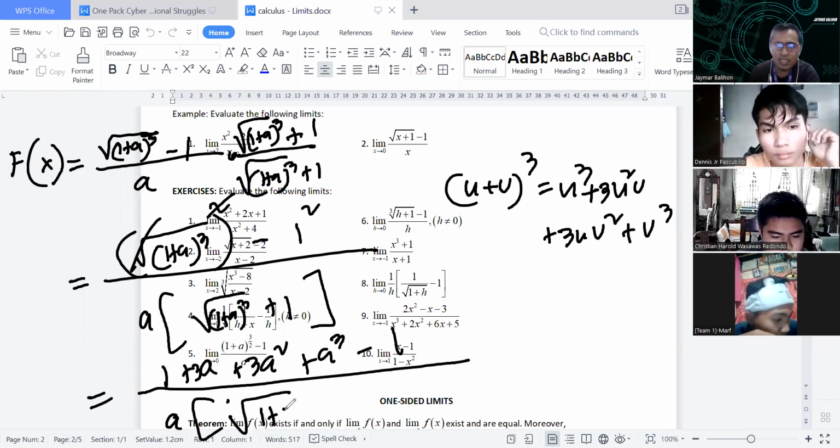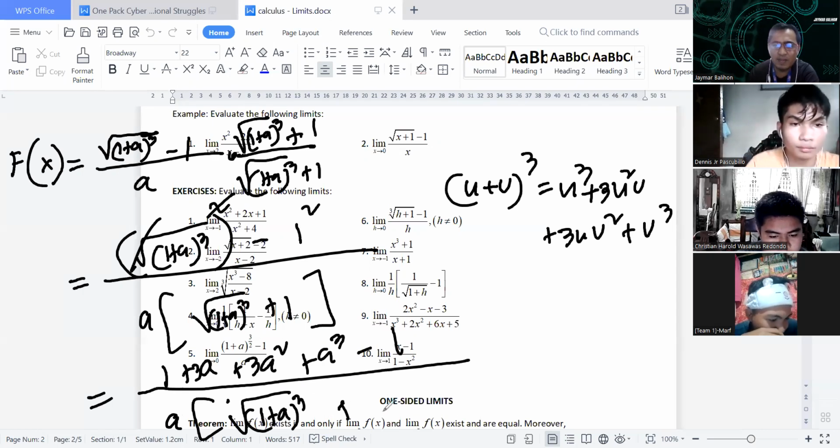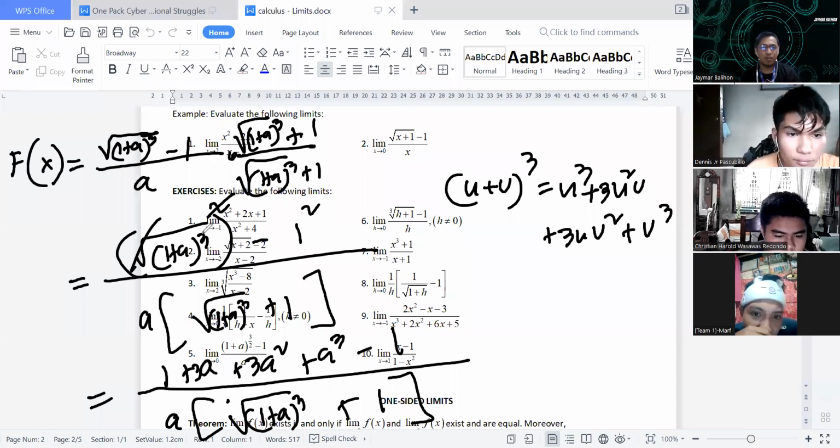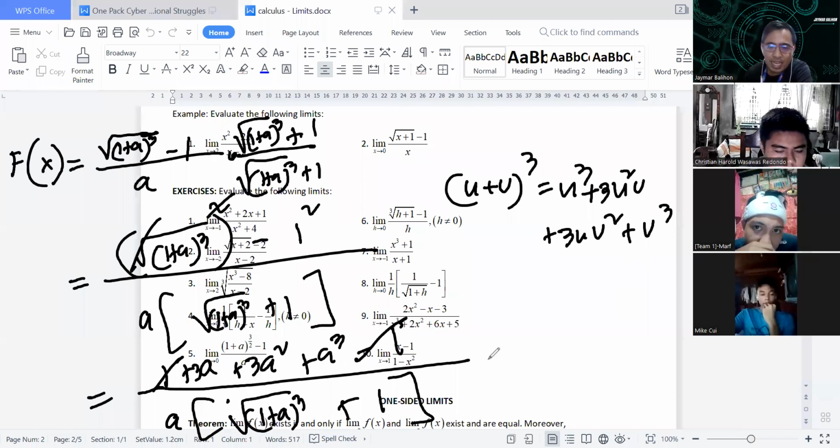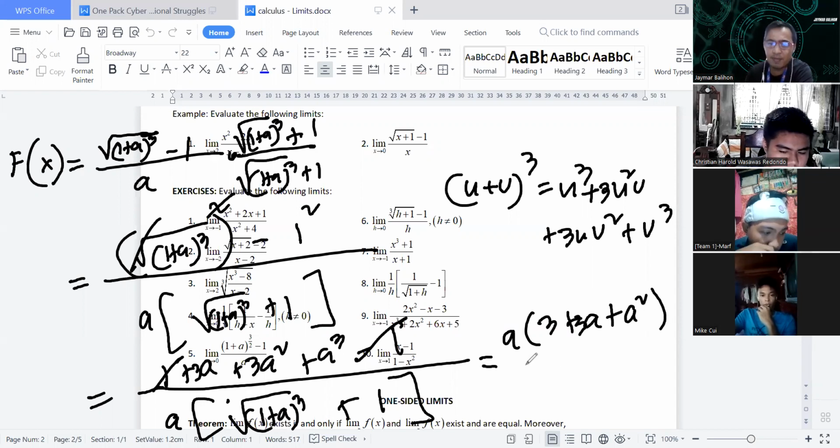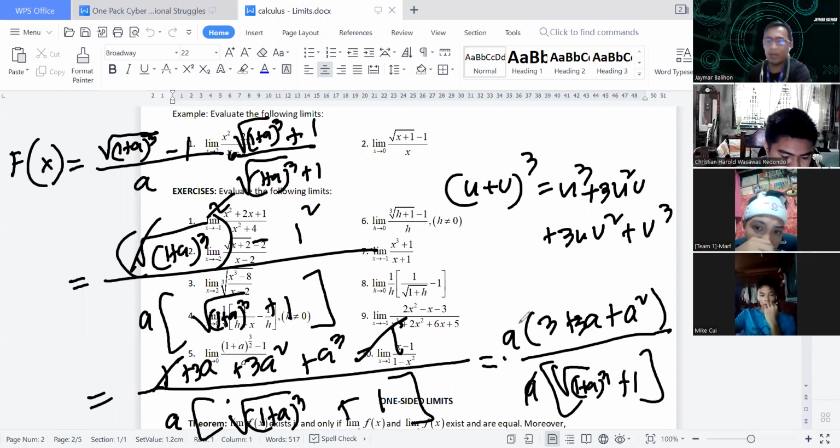Got it, class? Simplify this portion. The negative 1 and positive 1 will cancel. Agree? So what is left in the numerator is all a's, a trinomial. The a will be factored out, then it will be 3 plus 3a plus a squared, over the square root of 1 plus a cube, plus 1. So our objective has been achieved.